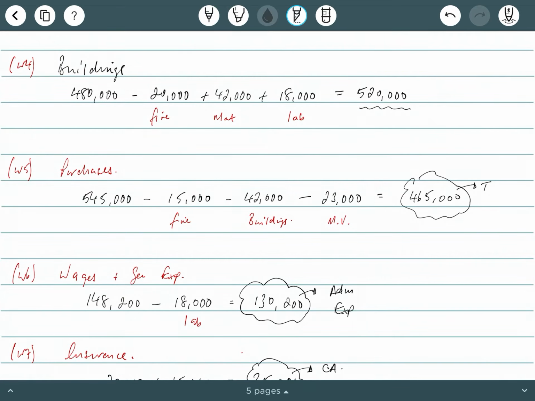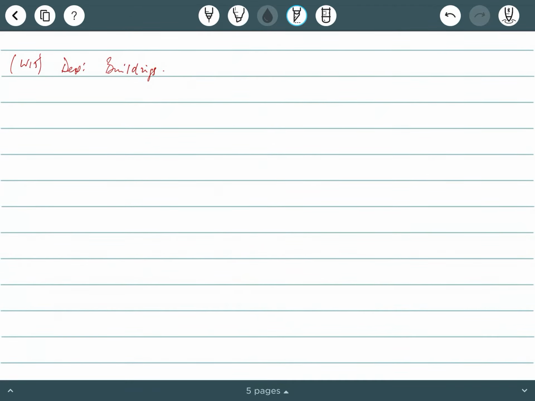So we're going to take that figure back here. 520,000 and take away that 80,000 because that's land. And that gives us a figure of 440,000. I'm going to multiply that at 2%, and that gives us 8,800. So that's your depreciation charge for the year on buildings. So that's an admin expense.